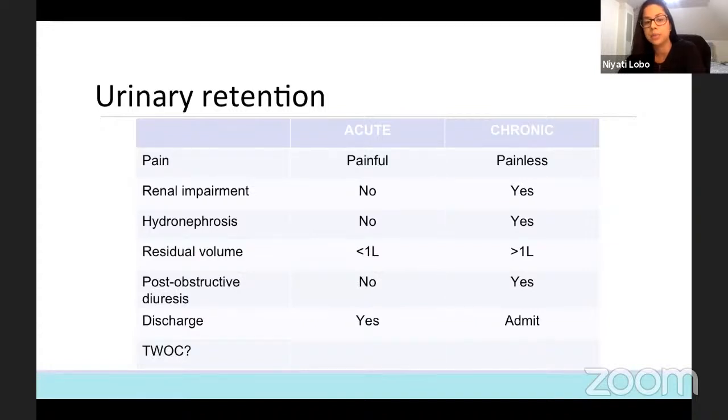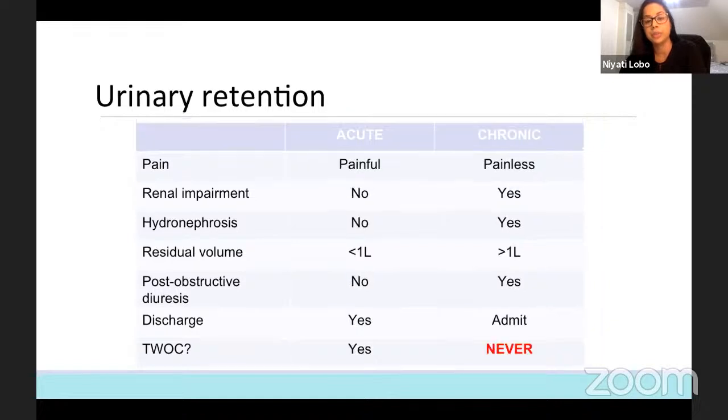So if you see someone with chronic retention, they need to come under urology. They need to at least be discussed with a urologist. And then finally, can you TWOC someone with acute retention? The answer is yes.